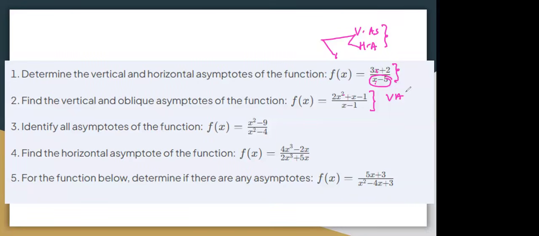Always look at whether it is this function or that one, because that is what determines the approach. But here they will not tell you to find the horizontal. No, it is up to you to find those particular ones.